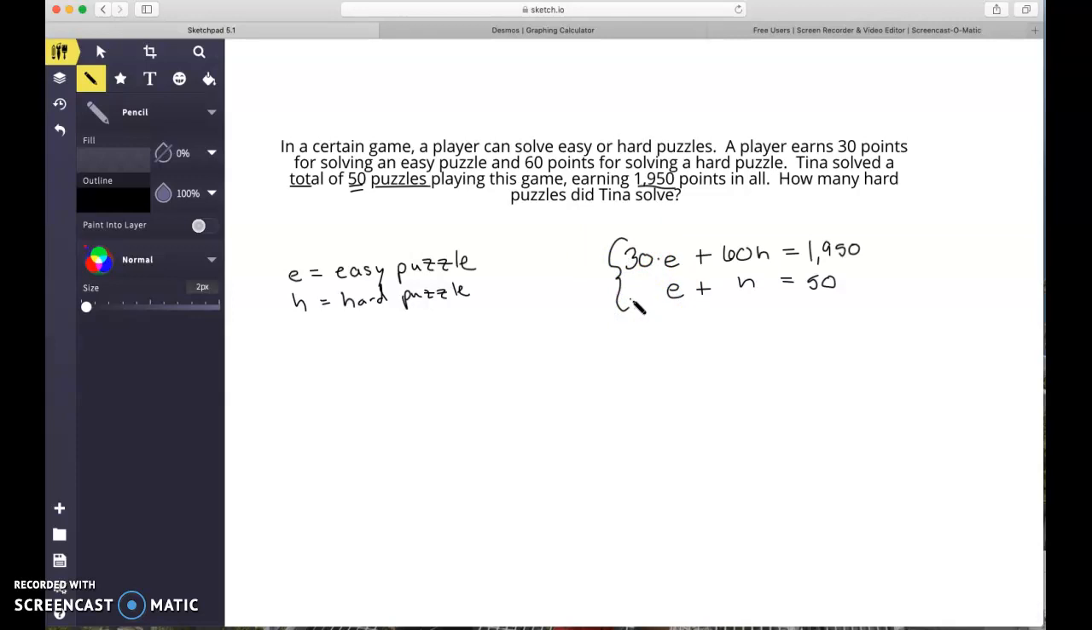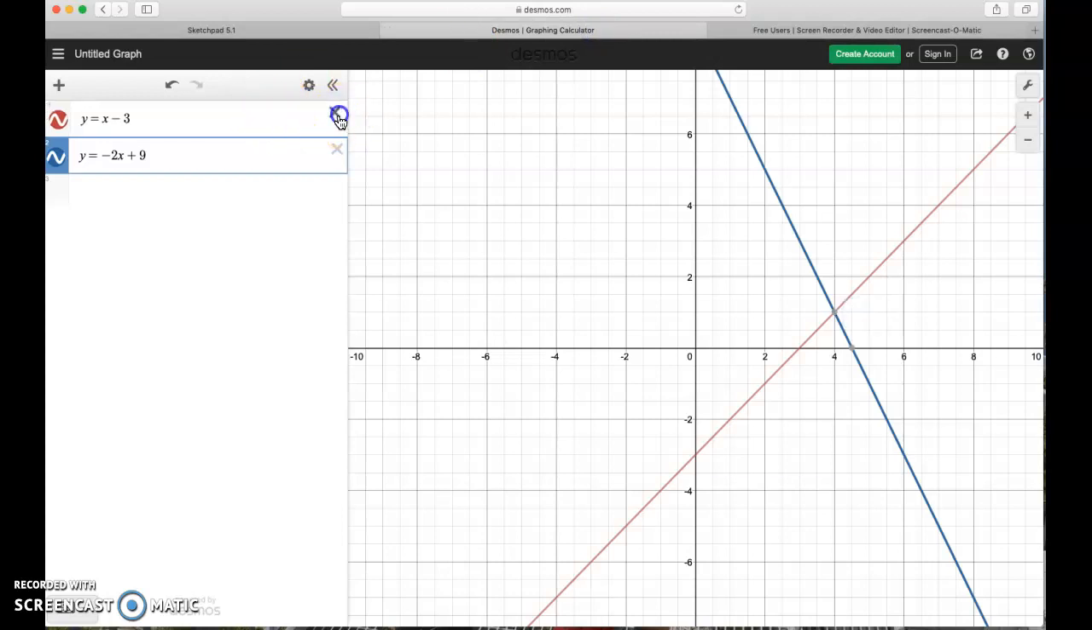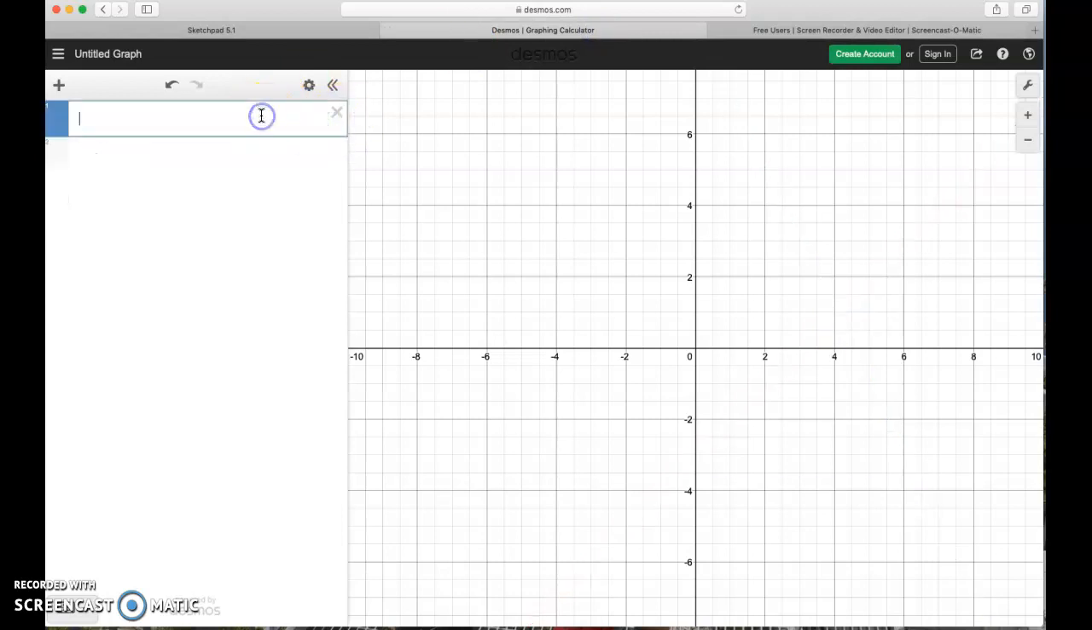And you could do this a couple of ways, right? You could make a table. You could guess and check. You could say, oh, I bet she solved 20 easy and 30 hard, and try plugging that in. But there might be a lot of combinations to try, so guess and check might take a long time. Or we could just hop over to Desmos and go ahead and graph it. If we do that, that's probably the fastest method, right?